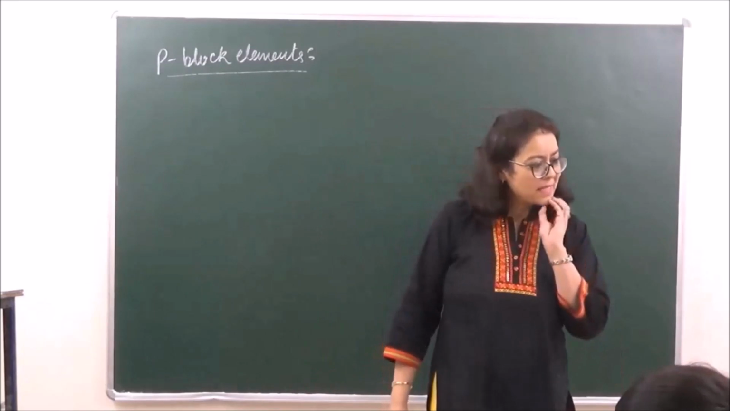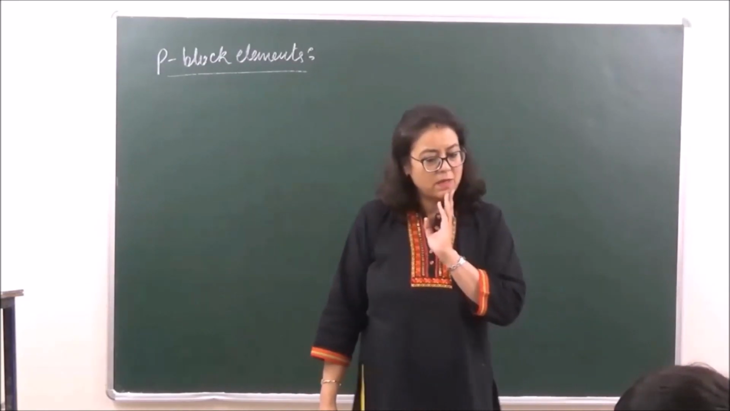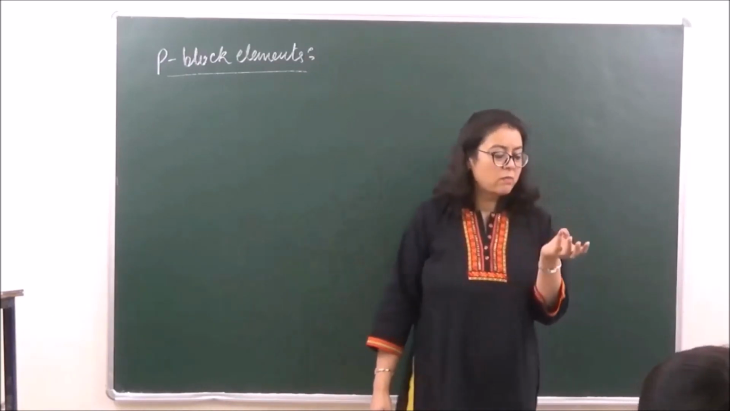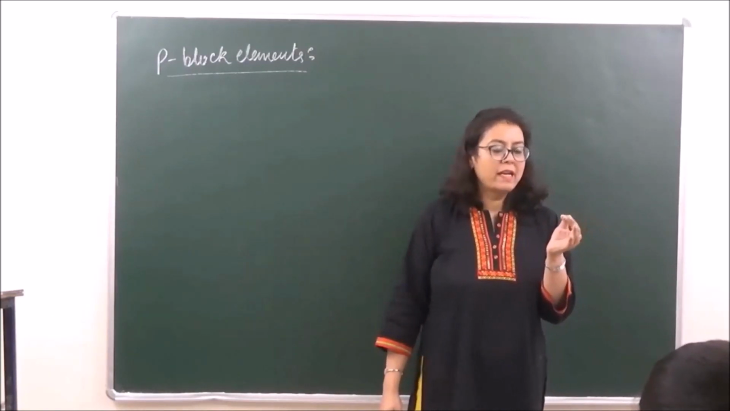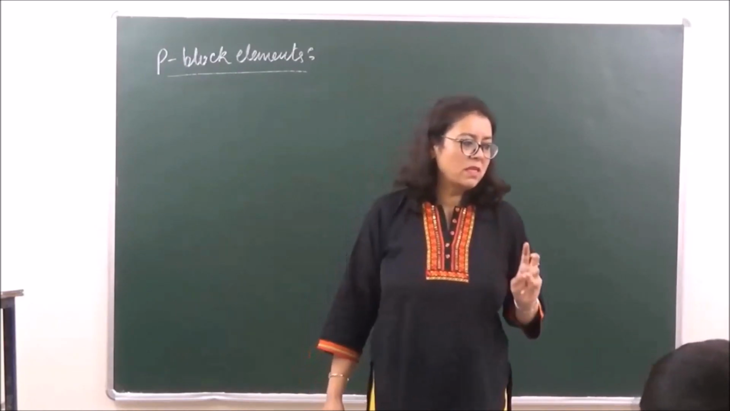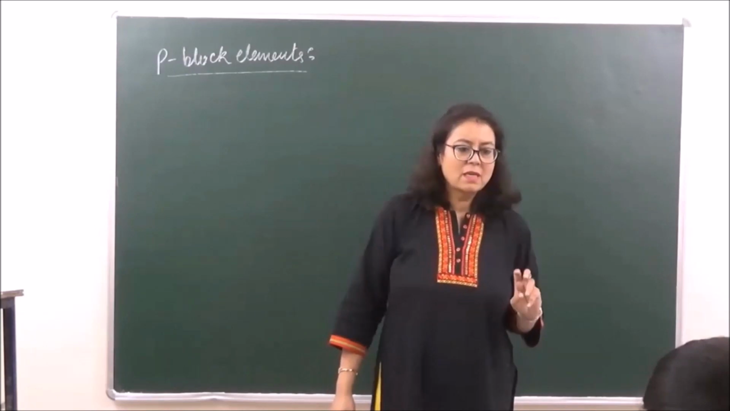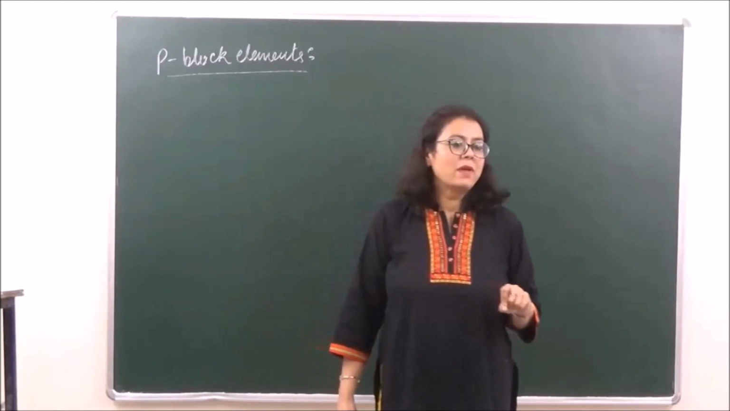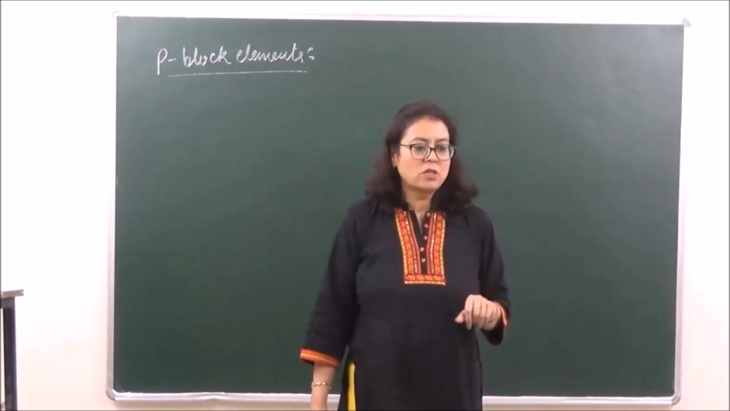Block elements. Basically, let's just take a recap. We classified the entire periodic table into 4 blocks: S block, P block, D block and F block. The S and P block are collectively known as representative elements or normal elements, right? The D block are known as transition elements, and the F block are known as inner transition elements.